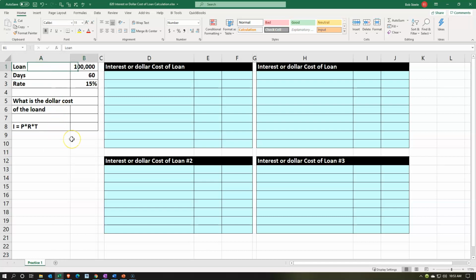So we have the loan amount. It's going to be the 100,000. We're going to say the days is going to be 60 days. We've got the rate is going to be 15%. What is the dollar cost of the loan, or in other words, the interest?